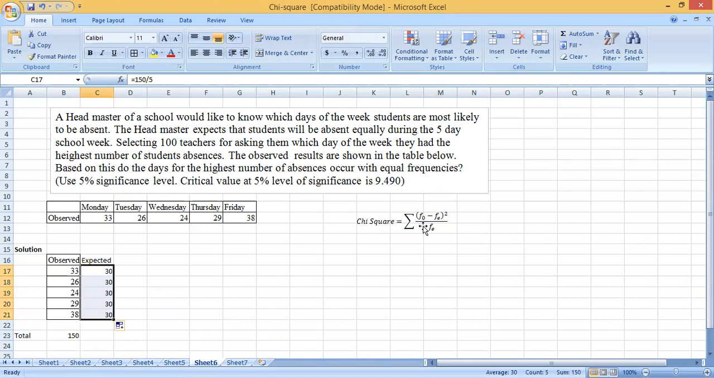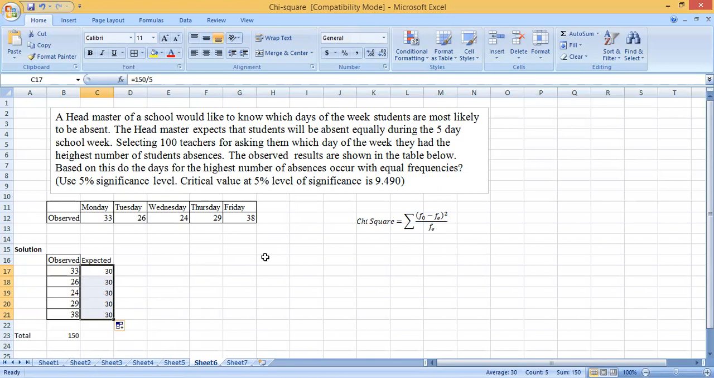So now, what is the null hypothesis here? Null hypothesis, look at this. The headmaster expects that the students will be absent equally during the 5 days. This is the null hypothesis, okay? And if they are not equally absent, that will be the alternative hypothesis. So we have to check it.